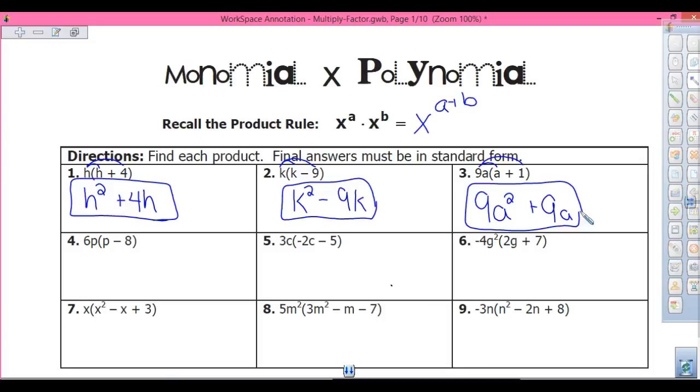You sure? All right. All right, so down here, 16 times p. 6p squared minus 48p. Yep. All right. So 3c times negative 2c. Good. Negative 6c squared minus just minus 15c.